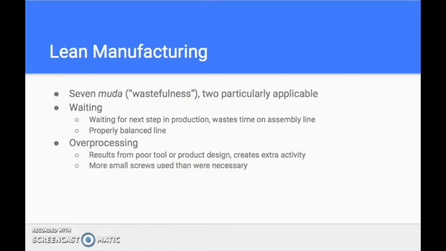Overprocessing is the other issue. So this results from poor tool or product design. It creates extra activity and it leaves your workers performing more actions than may strictly be necessary. So in the case of our assembly line, more small screws were used than were necessary. This is a problem we confront later, and we will come up with a solution for them.